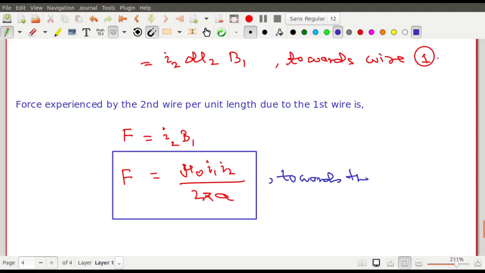Towards the first wire, মানে সেকেন্ড ওয়্যারের উপর যে ফোর্সটা কাজ করছে সেটা ফার্স্ট ওয়্যারের দিকে। তার মানে এটা কি, it is definitely attractive. The first wire is attracting the second. It is attractive in nature. Force experienced by the second wire due to the first. Second wire টা force experience করছে কার জন্য? Due to the first. প্রথমটার জন্য। কোন দিকে? Along the first wire. So that is why it is attractive in nature.